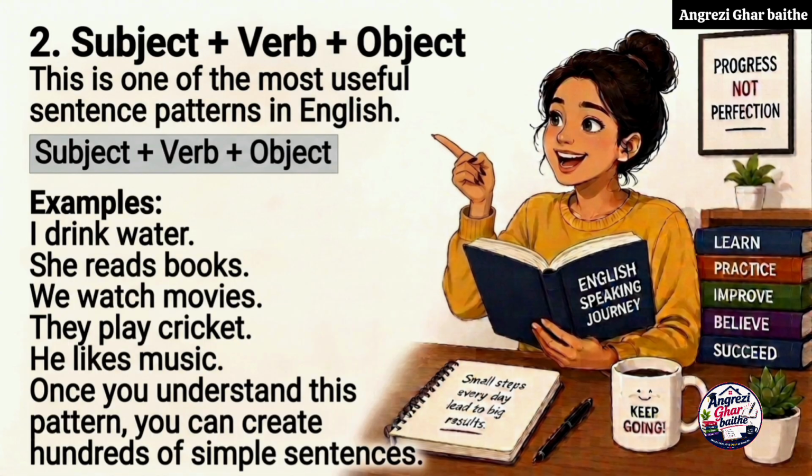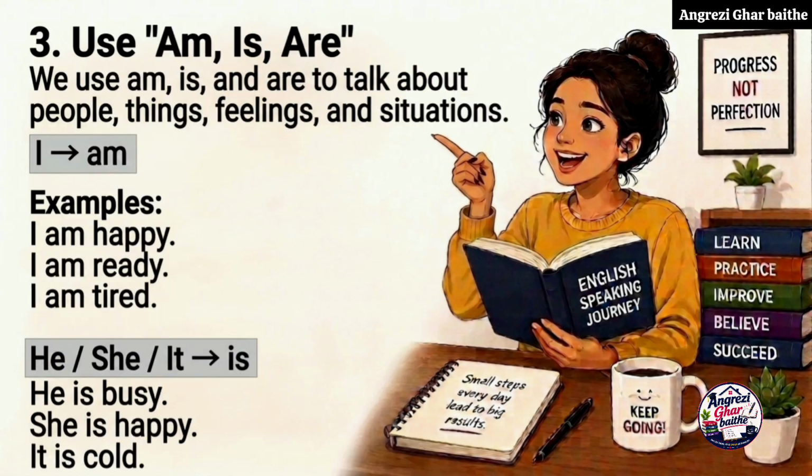2. Subject plus verb plus object. This is one of the most useful sentence patterns in English. Subject plus verb plus object. Examples: I drink water, she reads books, we watch movies, they play cricket, he likes music. Once you understand this pattern, you can create hundreds of simple sentences.